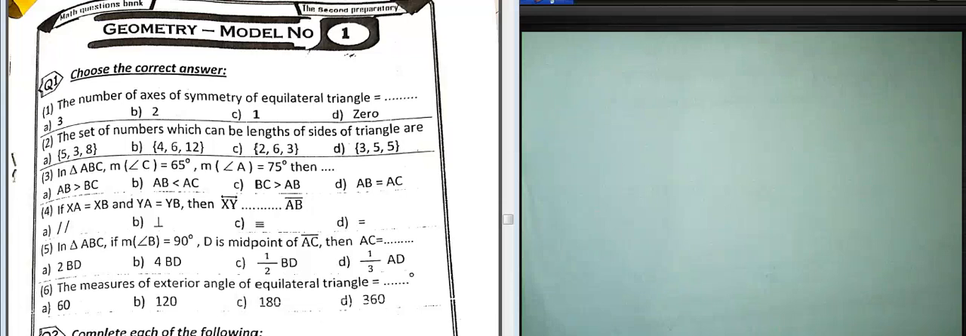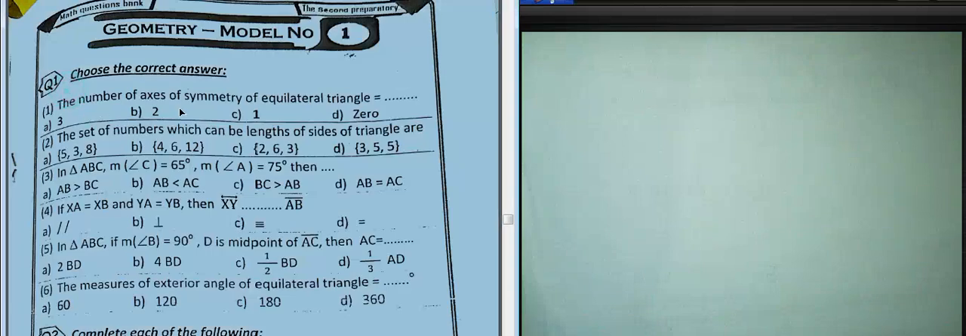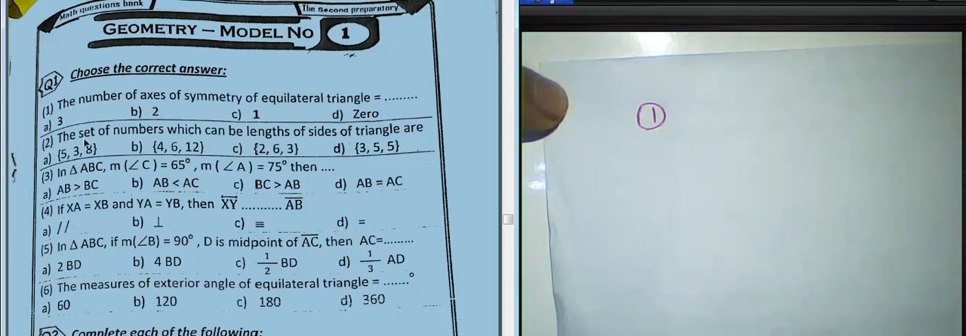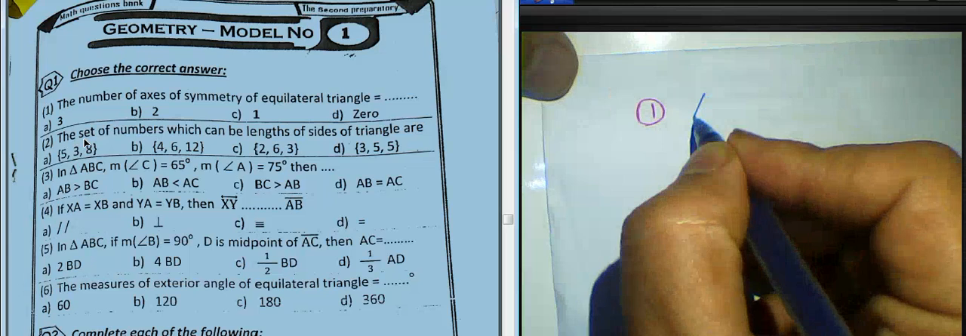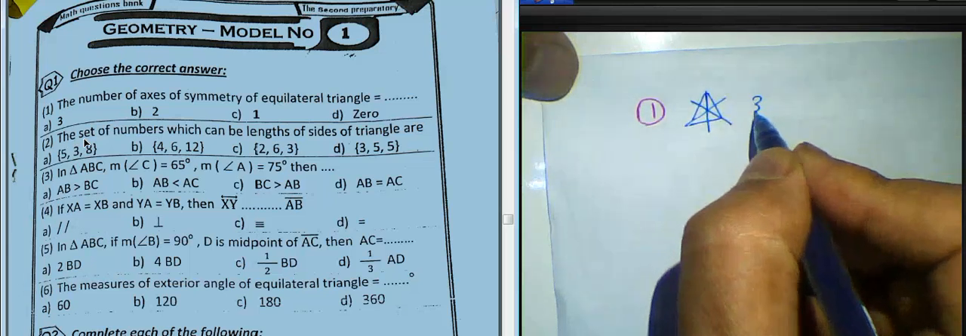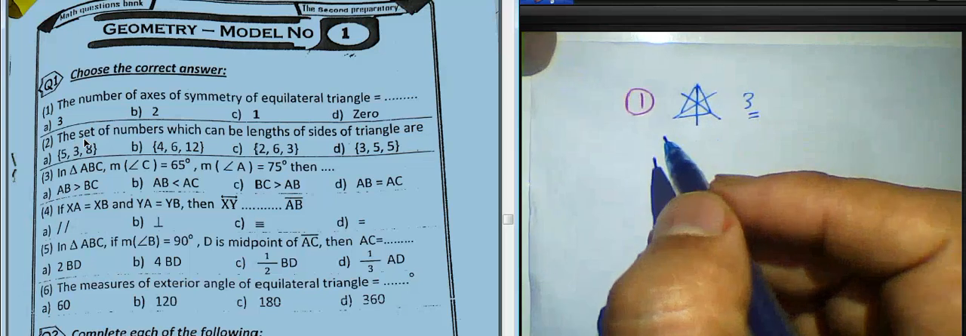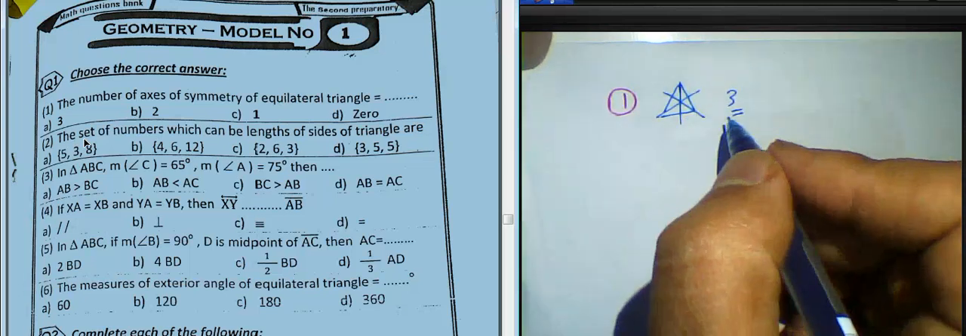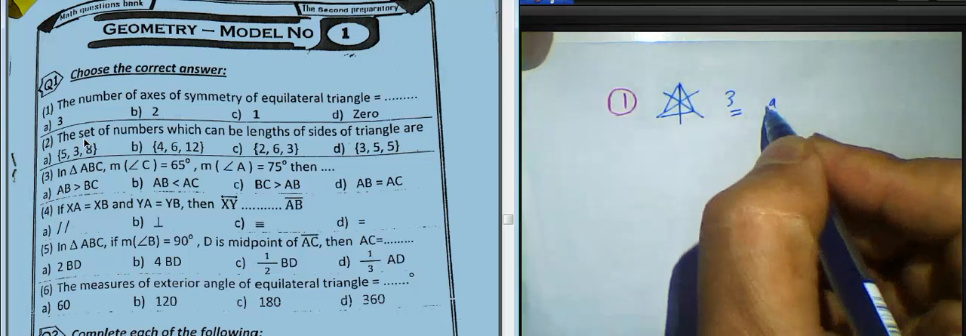Look at question number 1. Look with me at the left hand side here. The number of axes of symmetry of an equilateral triangle equals 3. Question number 1 asks about the number of lines of symmetry of an equilateral triangle. Line here 1 and 2 and 3. We have 3 lines of symmetry in an equilateral triangle. So we must choose letter A for question number 1.